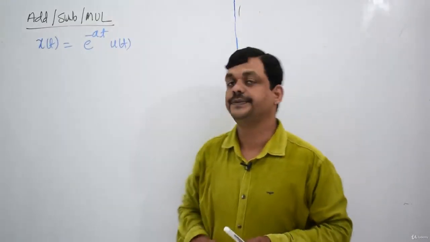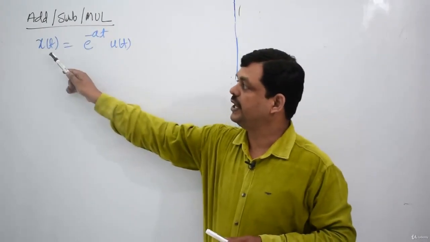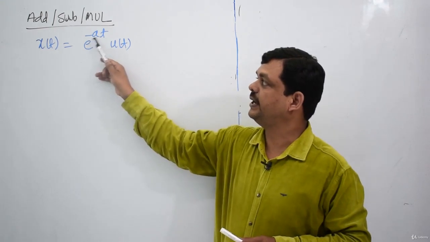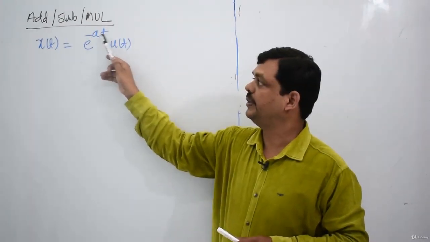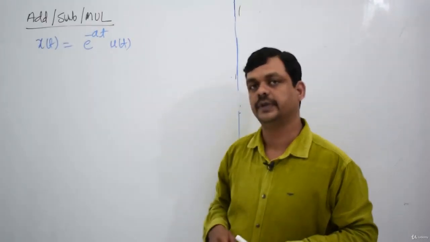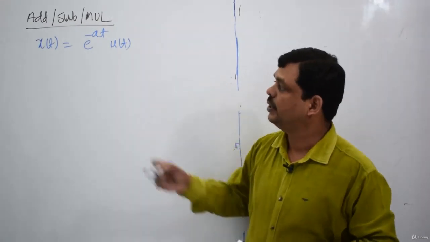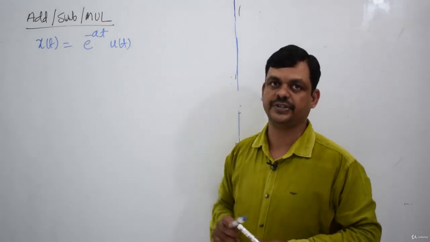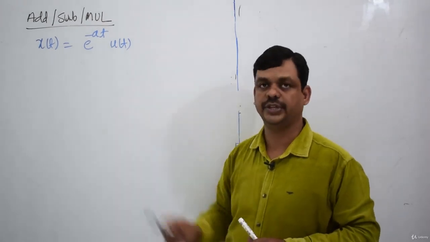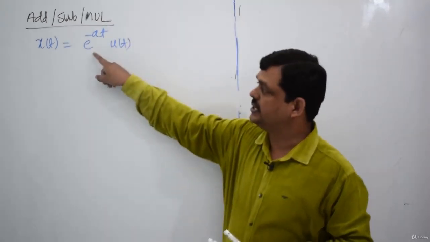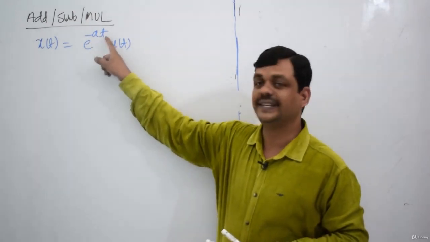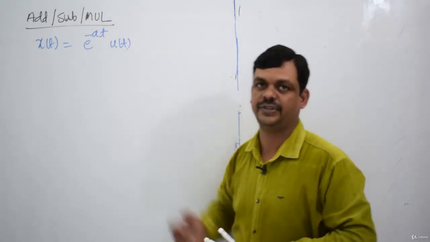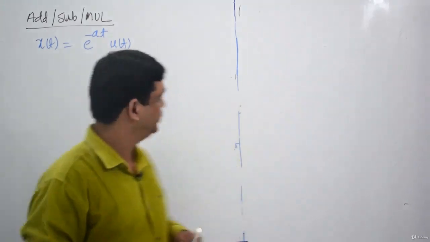So, multiplication operation. Now I wrote here one function, x of t is e to the power of minus at into u of t. In these two functions, one function is an exponential signal and another function is the unit step function. Then the multiplication of these two. This exponential signal is e to the power of minus at, an exponentially decaying function, because a value is negative.